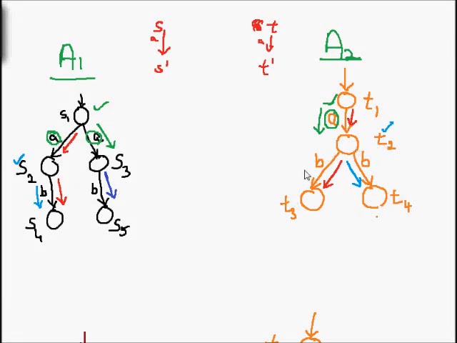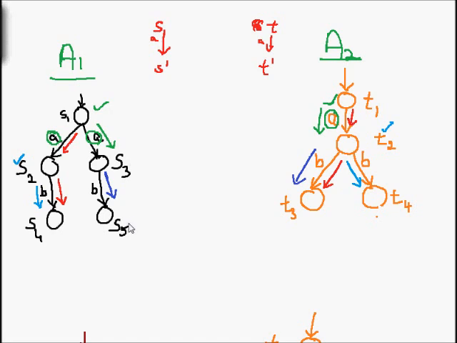T2 makes a B transition to T3. Because I was in this level, here also I should check that level. After making a transition, here also after making a transition, I came to S3. In this, I made a transition and came to T2. So I should check from T2.